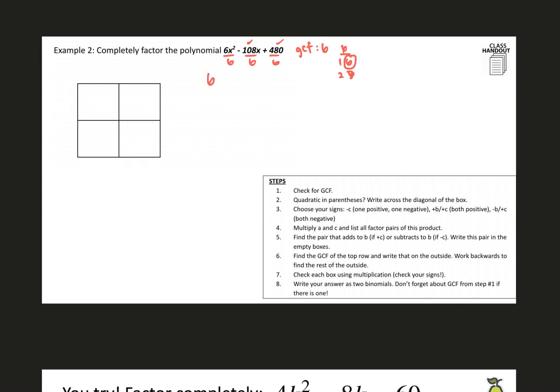I'm going to rewrite my polynomial. So it's going to be 6, then it's going to be x squared. 108 divided by 6 is 18. So minus 18x. 480 divided by 6 is 80. So plus 80.